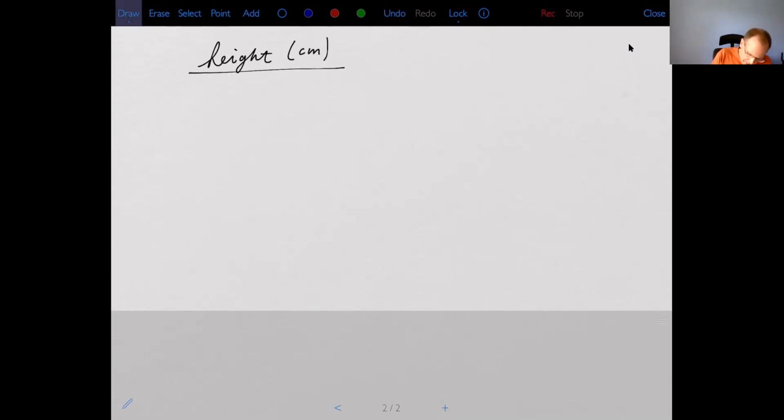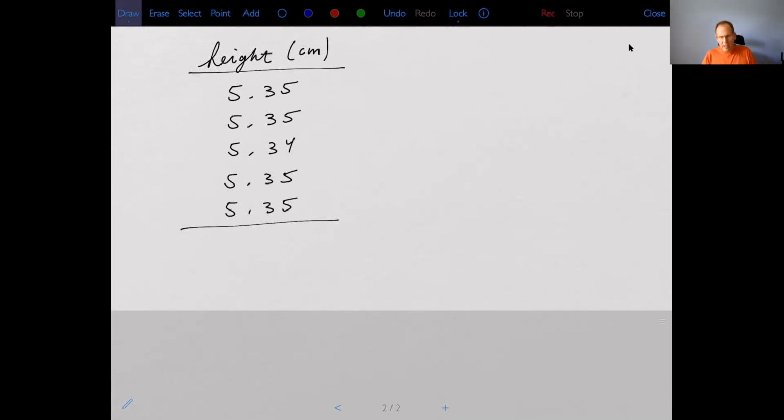And let's say I get these values: 5.35, 5.35, 5.34, 5.35, 5.35. Right, so those are my 5 values. And I want to compute the percent experimental accuracy for height. Okay, so remember the first step is I need to round these 5 values to the resolution of the instrument, which in this case is 2 decimal places, right?